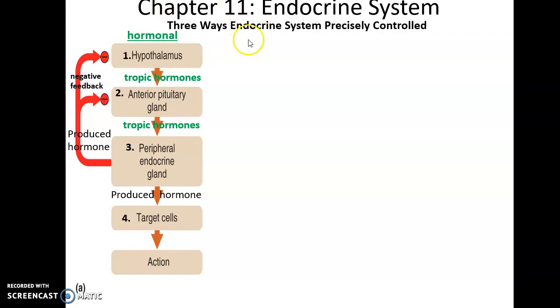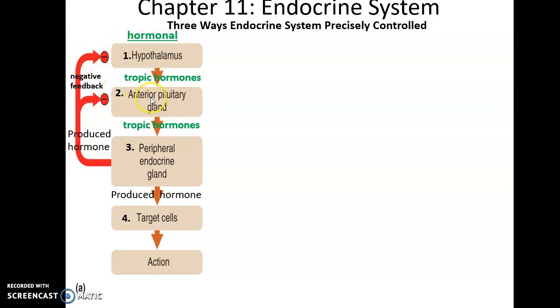So this cascade of hormones usually starts with the hypothalamus. And the hypothalamus, as we know, is part of the brain, and it releases tropic hormones. These are hormones that affect other endocrine structures, and they go and affect the anterior pituitary gland, causing it to release or stop releasing hormones.